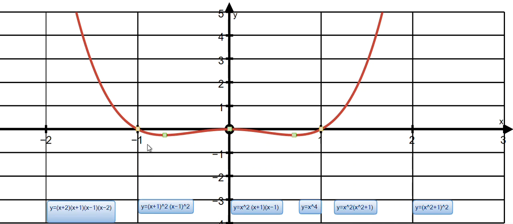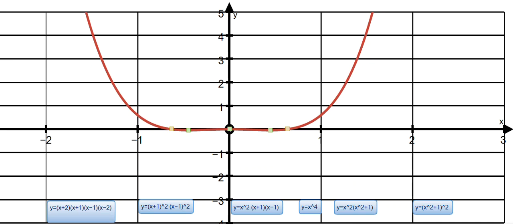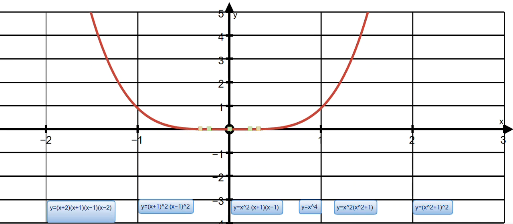Now I'm going to move these 2 points towards x equals 0, like this. And now we have the very, very basic quartic curve, which is just y equals x to the power 4, which is not a parabola. It's got a very flat bottom, this one.